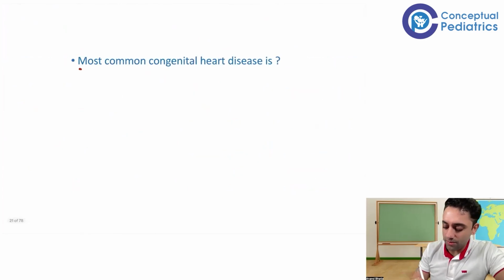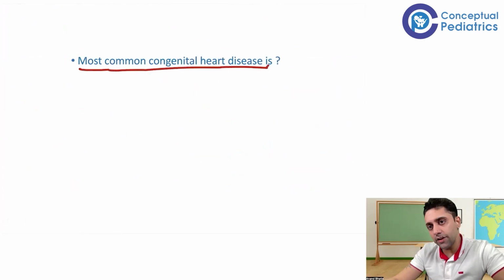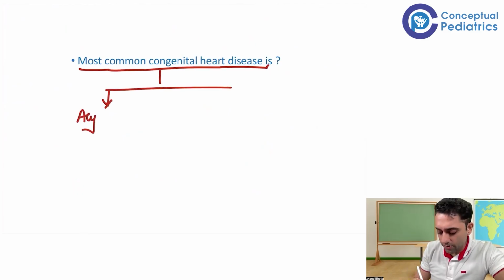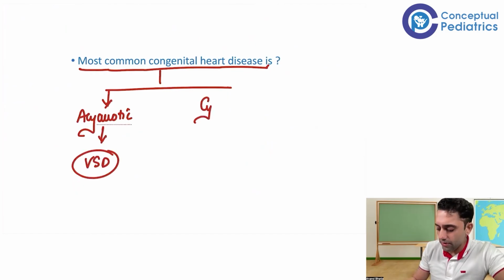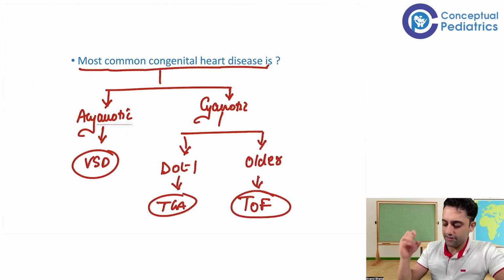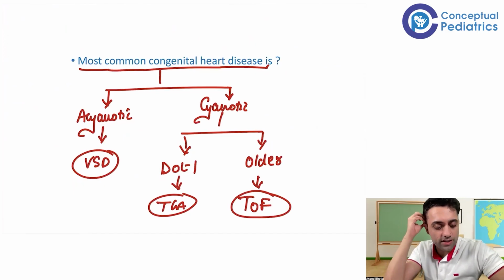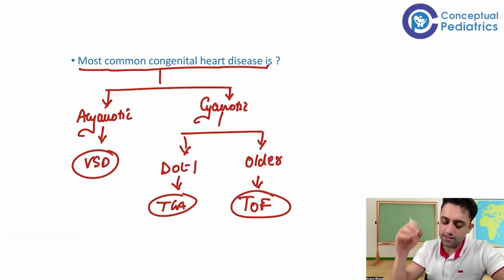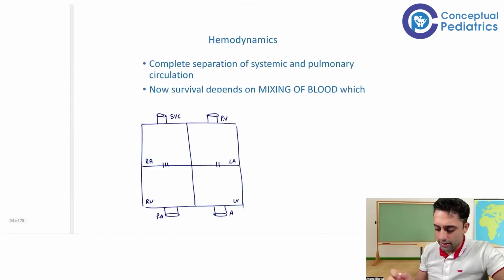So if I ask you which is the most common congenital heart disease in pediatric cardiology, it is VSD. And the most common cyanotic congenital heart disease in cardiology, if we talk about a 1 day old baby, day of life 1, the answer is TGA. And in older children and older age group, the answer is TOF. What is TOF? Tetralogy of Fallot. What is TGA? Transposition of great arteries. And what is VSD? Ventricular septal defect. Okay, that is one thing.